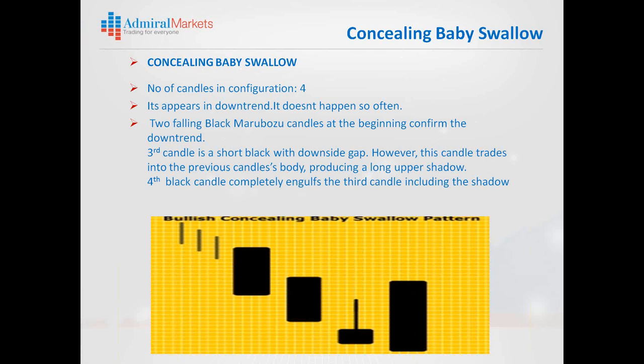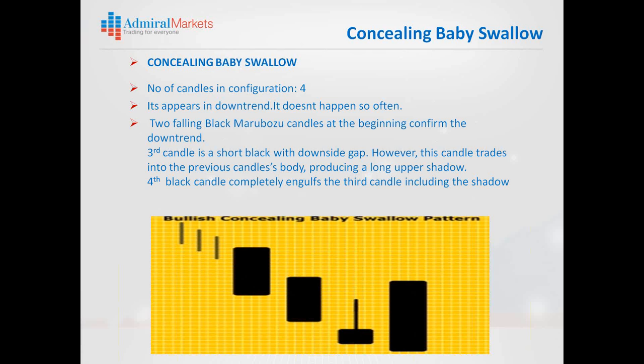The next pattern is concealing baby swallow. We have four candles in the configuration. It appears in a downtrend. It does not happen so often. The first two are falling black Marubozu candles. Those are black Marubozu candles, candles that don't have wicks.